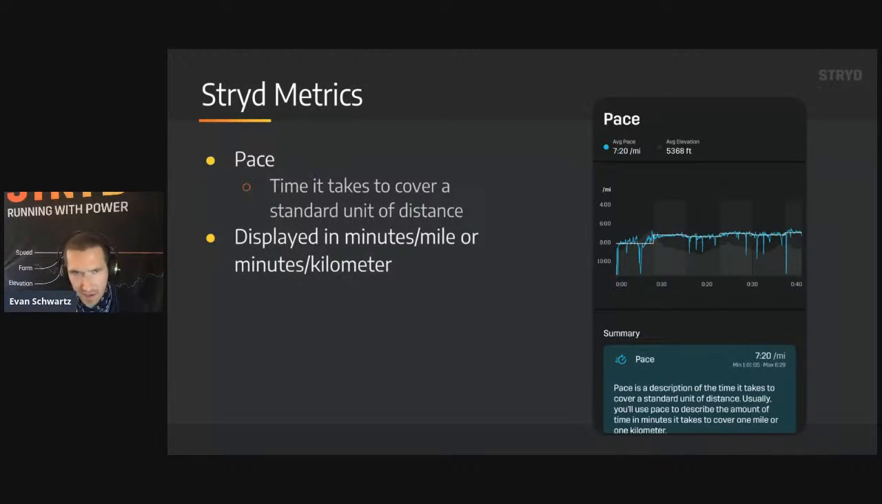Stryd metrics, again, pace. Pace is the time it takes to cover a standard unit of distance. It's displayed in minutes per mile or minutes per kilometer. And in our ecosystem, it is a medium to light blue line. Again, we have the average pace and that white line, again, tracing through the average for all of these metrics.